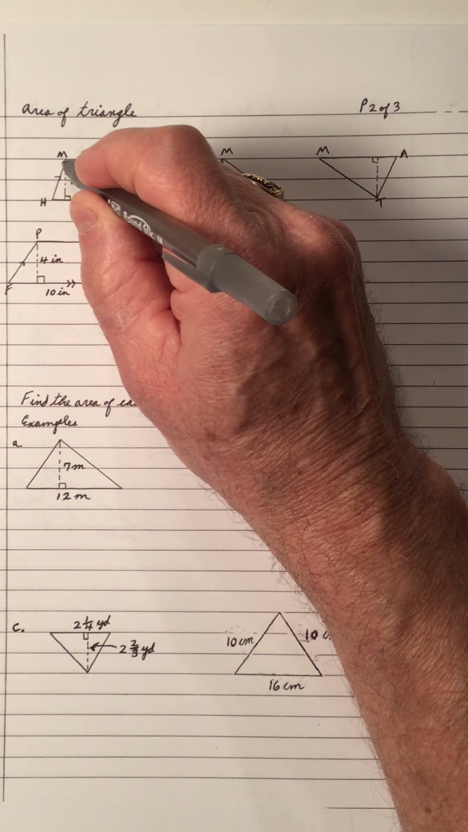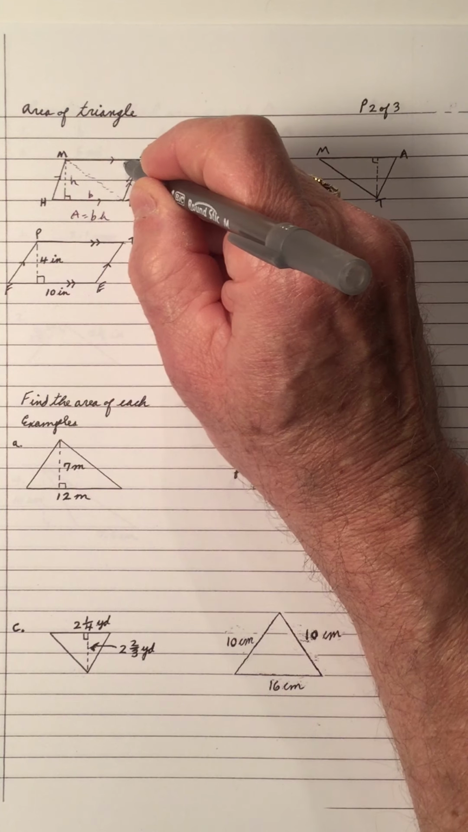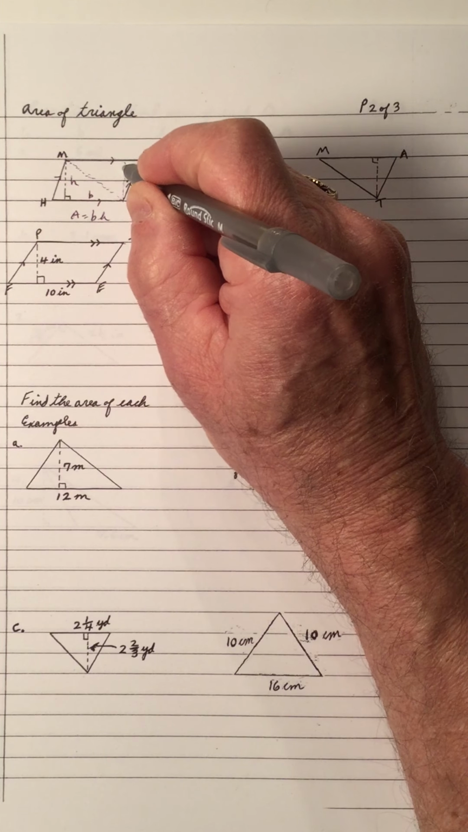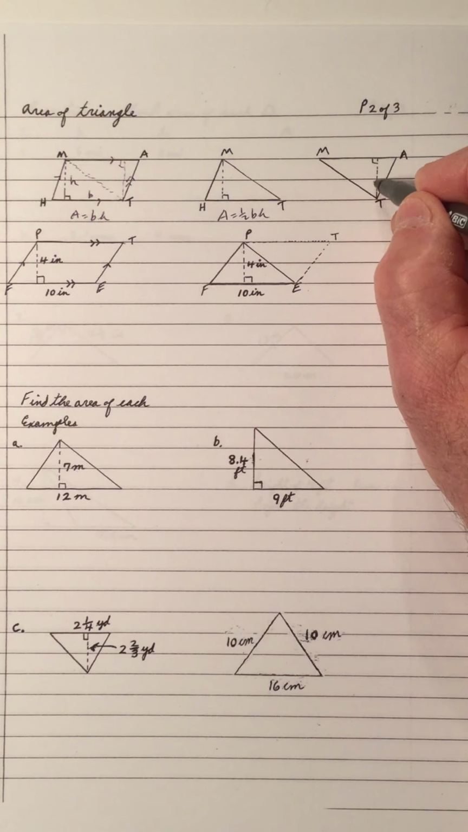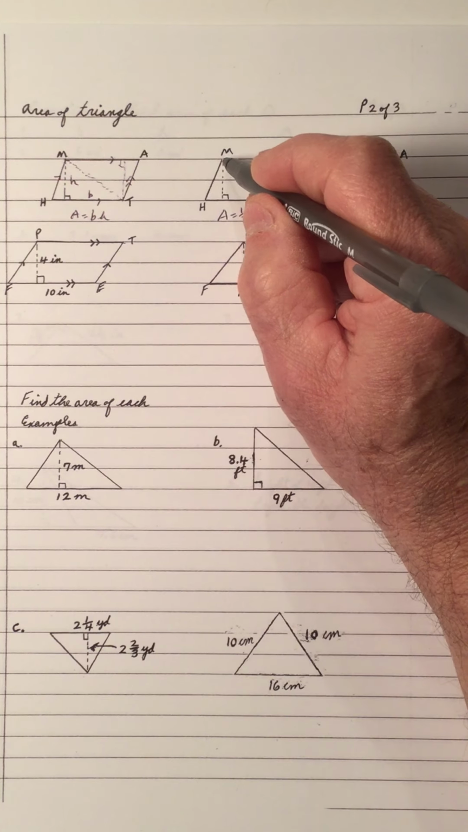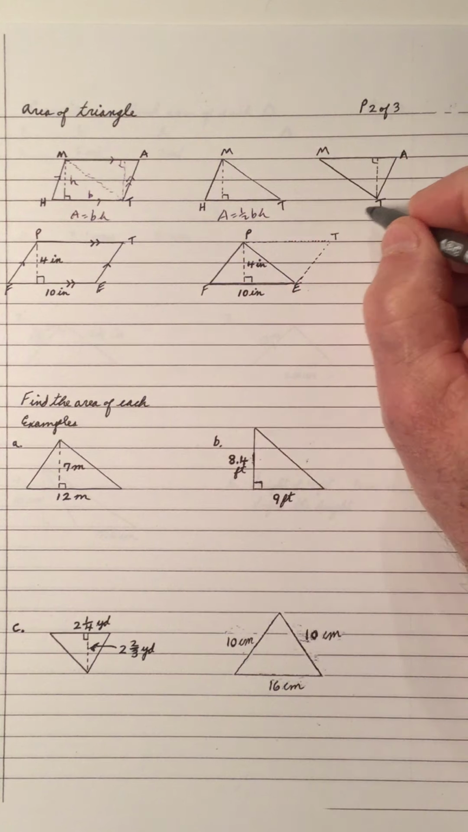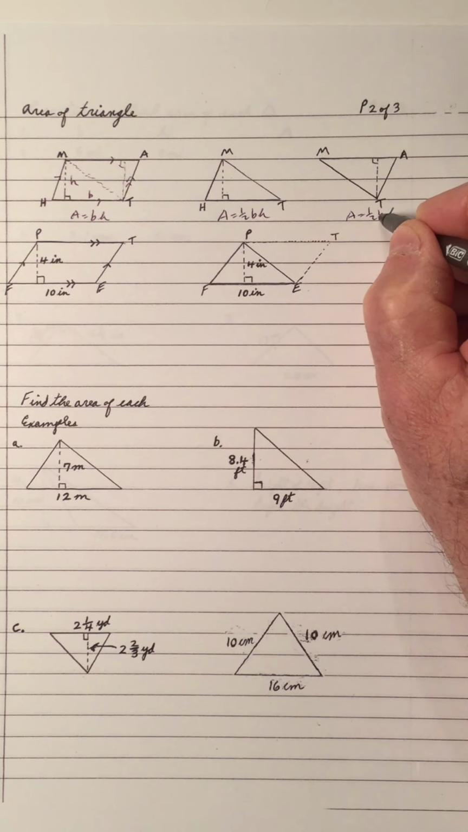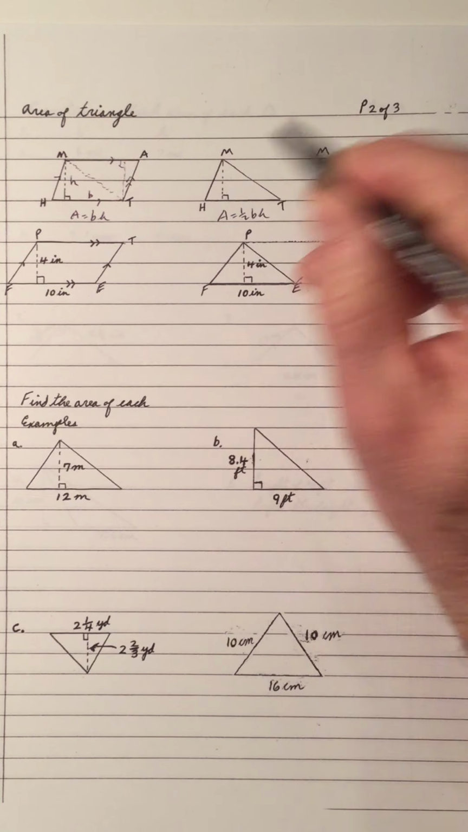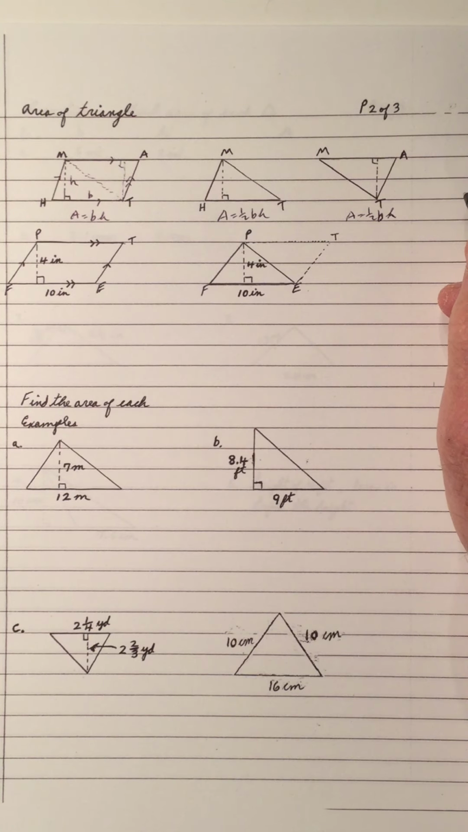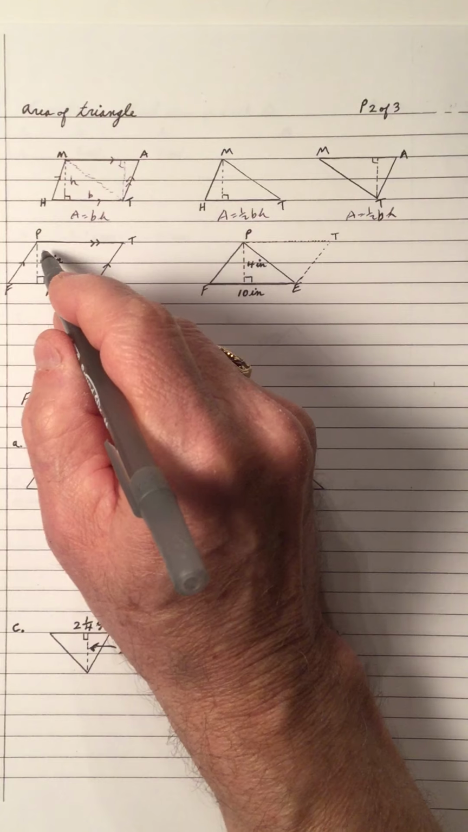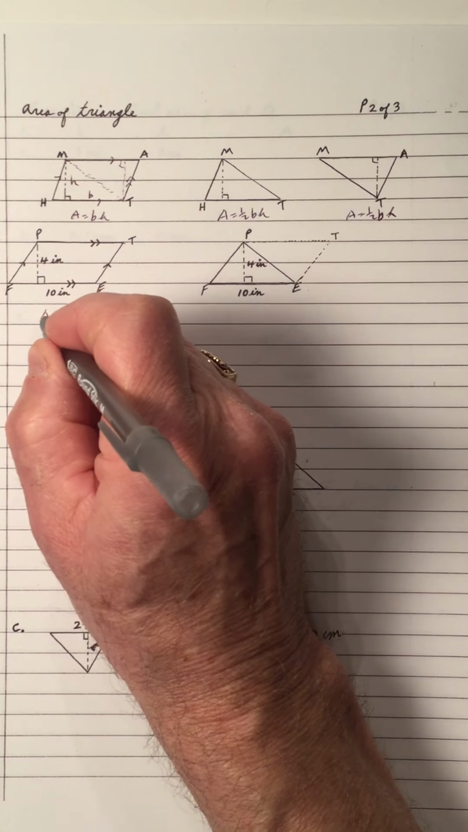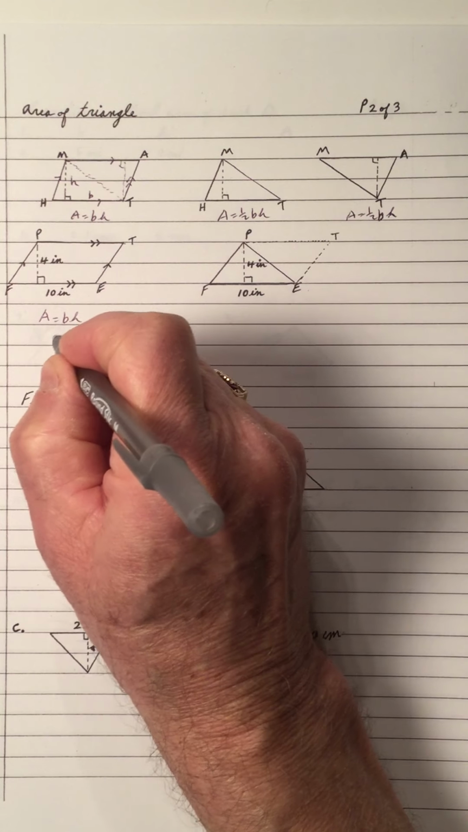So the altitude is the perpendicular distance between the parallel lines. So if I drop a perpendicular from T up to A, then this height here is the same as this height. So these two triangles are half the base times the height, or we say half the area of the parallelogram. And to illustrate that, we have a parallelogram here, and the area is base times height.